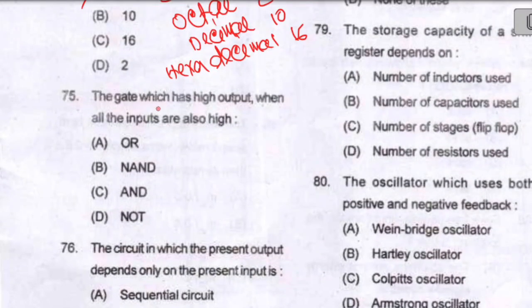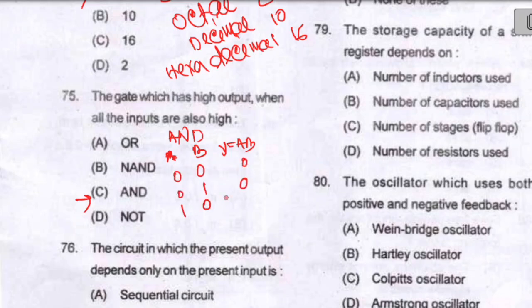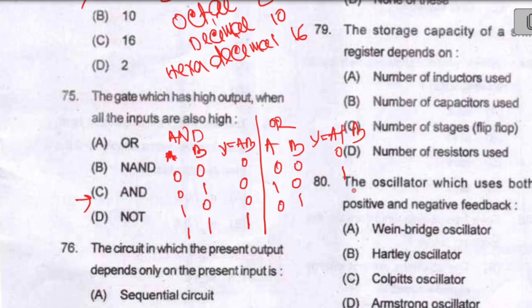Next, 75. The gate which gives high output when all the inputs are also high, that is your AND gate. Okay, so you can check the truth table for the AND gate. Inputs A, B, output Y. For the AND gate we know output will be A times B. So when 0 0 it is 0, for 0 1 it is 0, for 1 0 it is 0, and for only 1 and 1 output will be 1. For the OR gate also you can check. In the OR gate output is addition, that is A plus B. For 0 0 it is 0, for 1 0 it is 1, for 0 1 it is 1, and for 1 1 it is 1. But in case of the AND gate the output is 1 only when both the inputs are high.